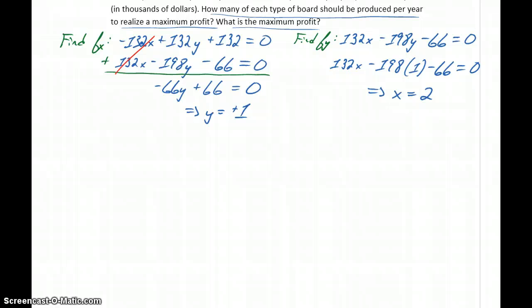So this is still just a critical point. Our initial guess here is that we should be producing 2,000 standard boards, 1,000 competition boards, but we still need to apply the second derivative test to ensure that that really is a maximum for the function.